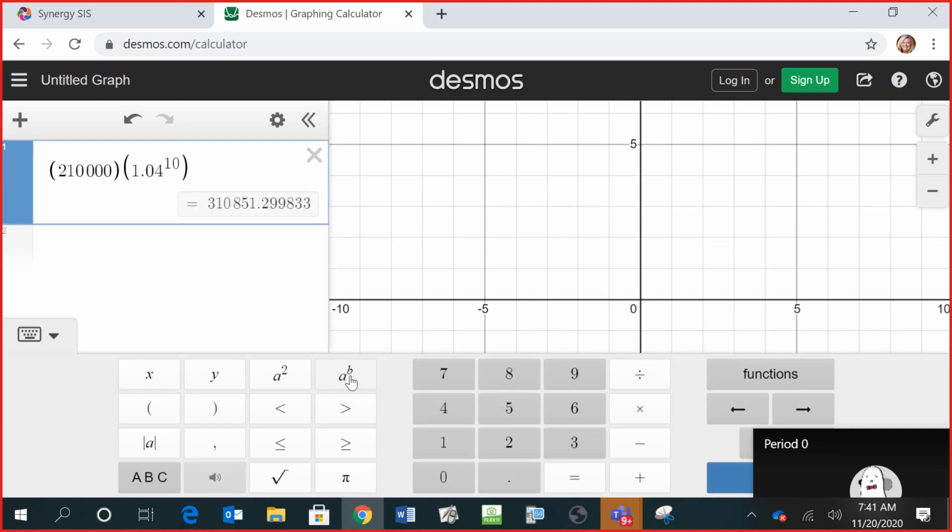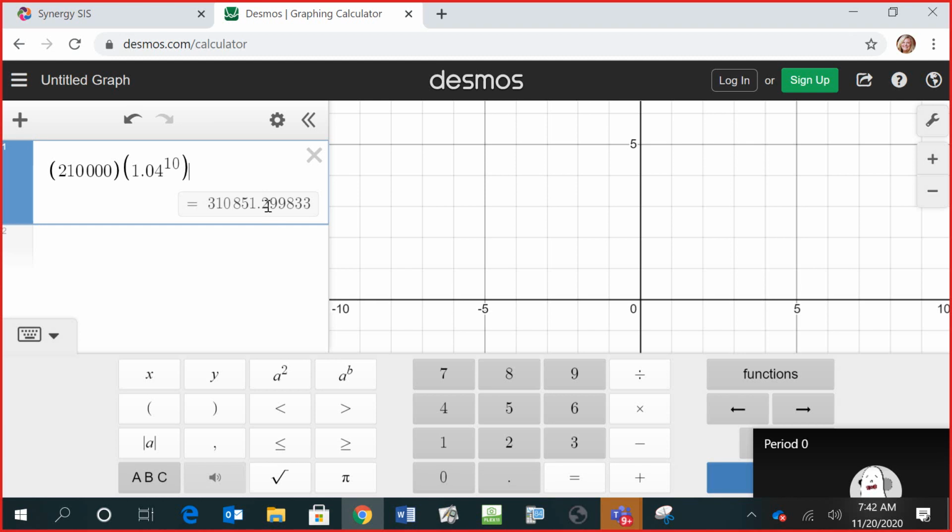All right. Now, it is also important to see what kind of answer we are getting. If I was going to do it, I would round it just like money. I'd round it to the nearest cent. So $310,851, and I'm going to round that to 30 cents here.